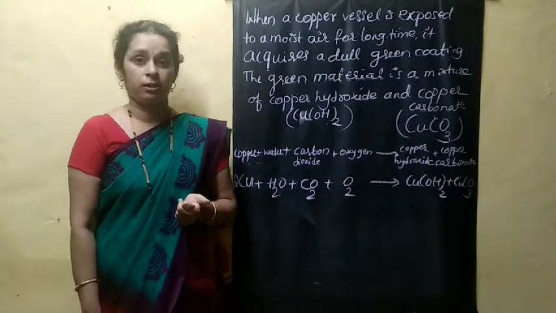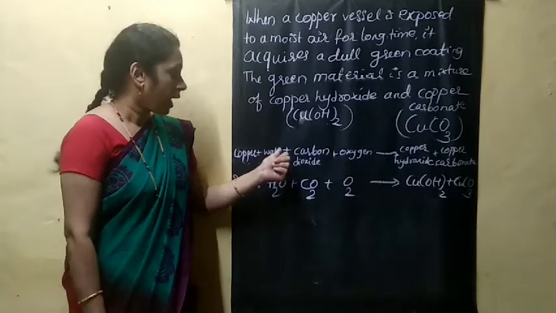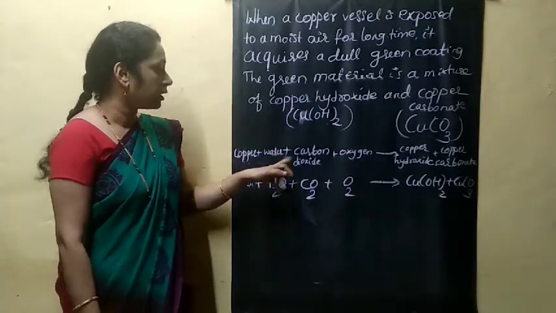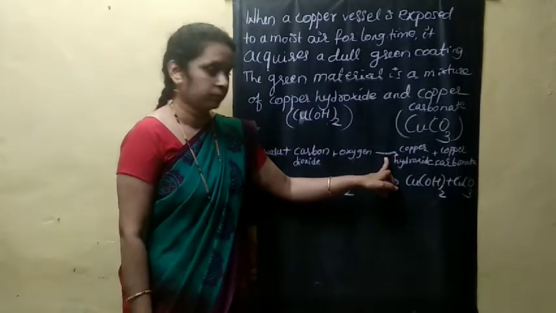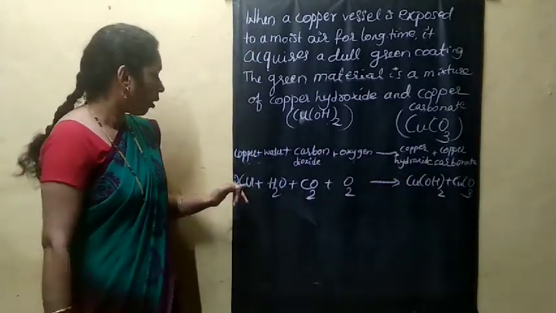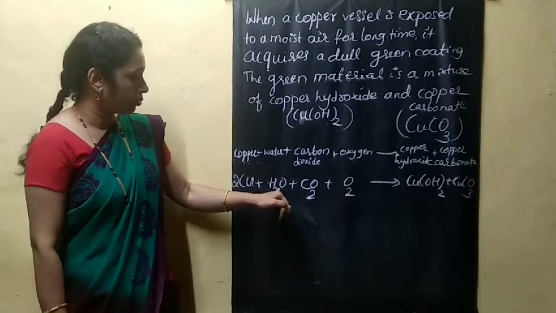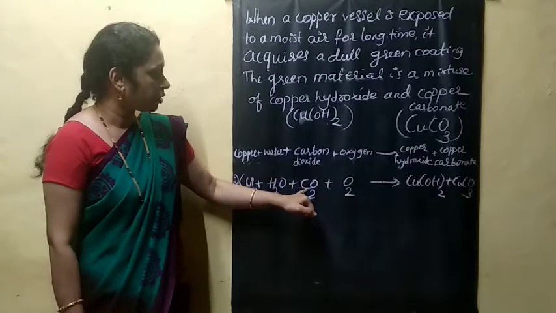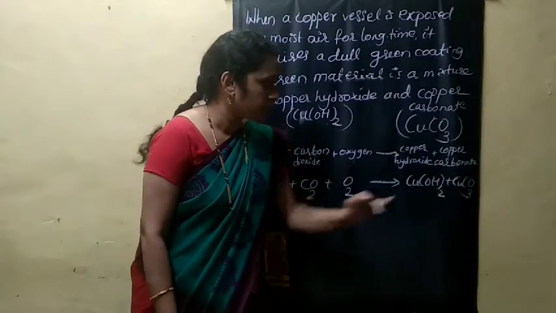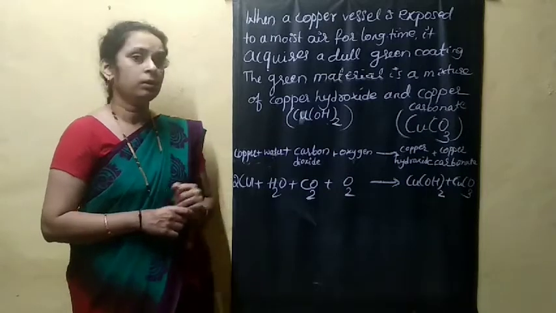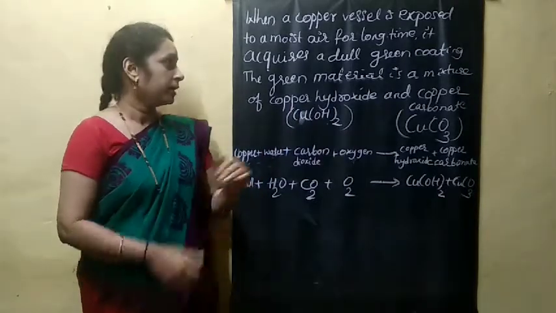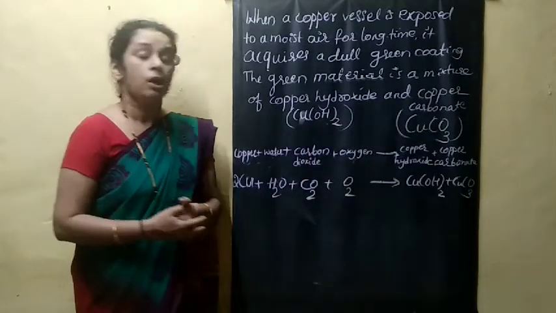Now we have to write the equation. First, copper reacts with water, carbon dioxide and oxygen. Moist air contains all these things. Copper plus water plus carbon dioxide plus oxygen gives copper hydroxide plus copper carbonate. Copper is written as Cu, water as H2O, carbon dioxide as CO2 and oxygen as O2, and then you will get Cu(OH)2 plus CuCO3. That is the hydrated copper oxide, the green material on the surface of the copper metal. It is a mixture of copper hydroxide and copper carbonate.